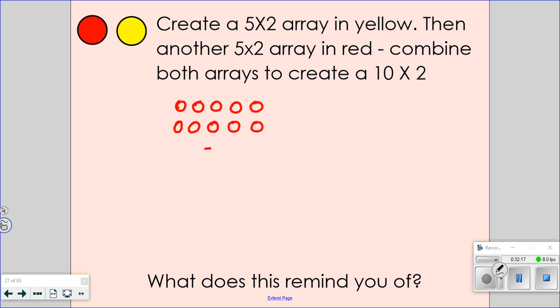Underneath that, I'm going to write that equation. 5 times 2. Because I know that equation matches that array. It's 10. That is 5 times 2, which is worth 10. But if I want to figure out what is 10 groups of 2, I already have 5 groups of 2. I need 5 more groups of 2. Let's draw 5 more groups of 2.